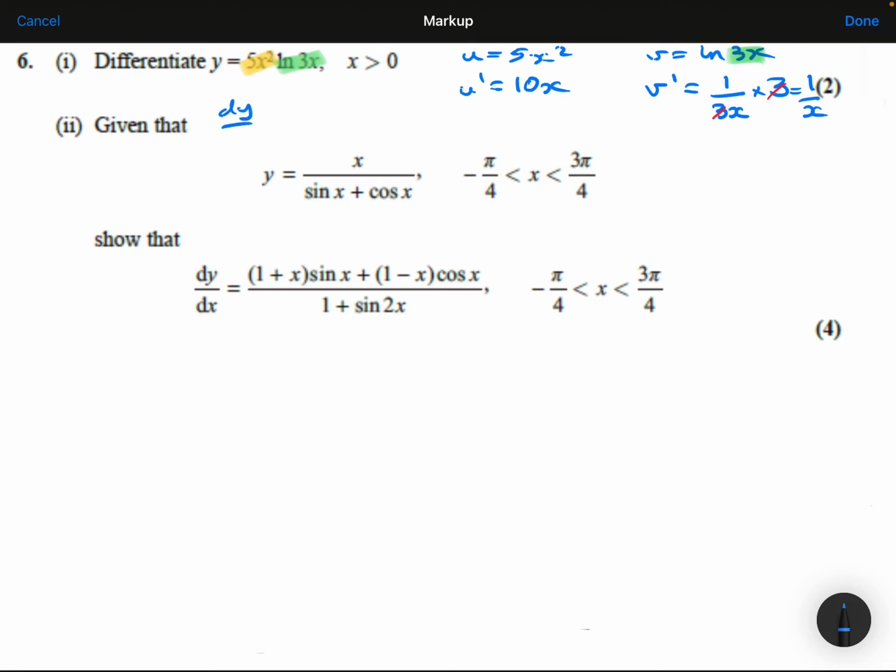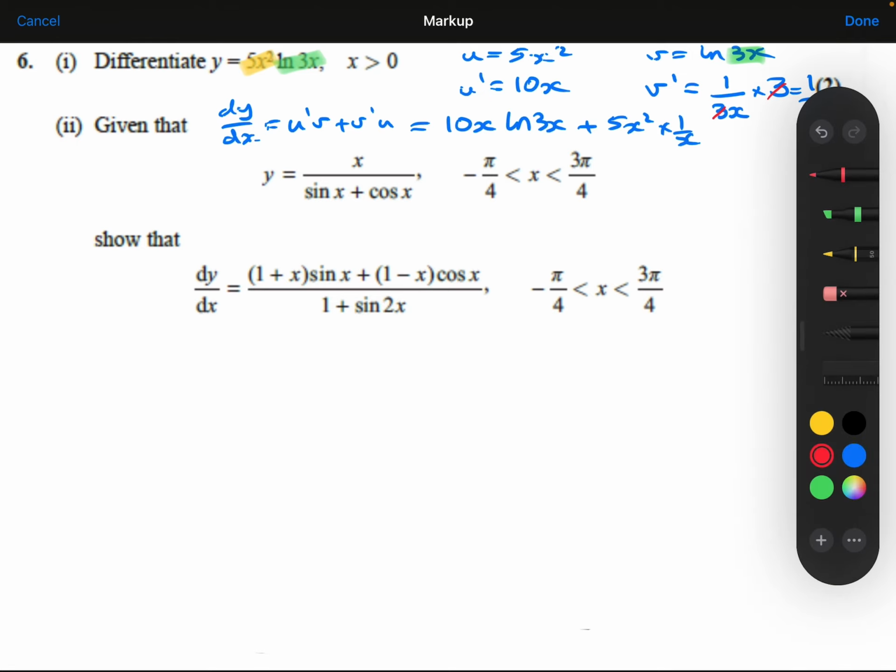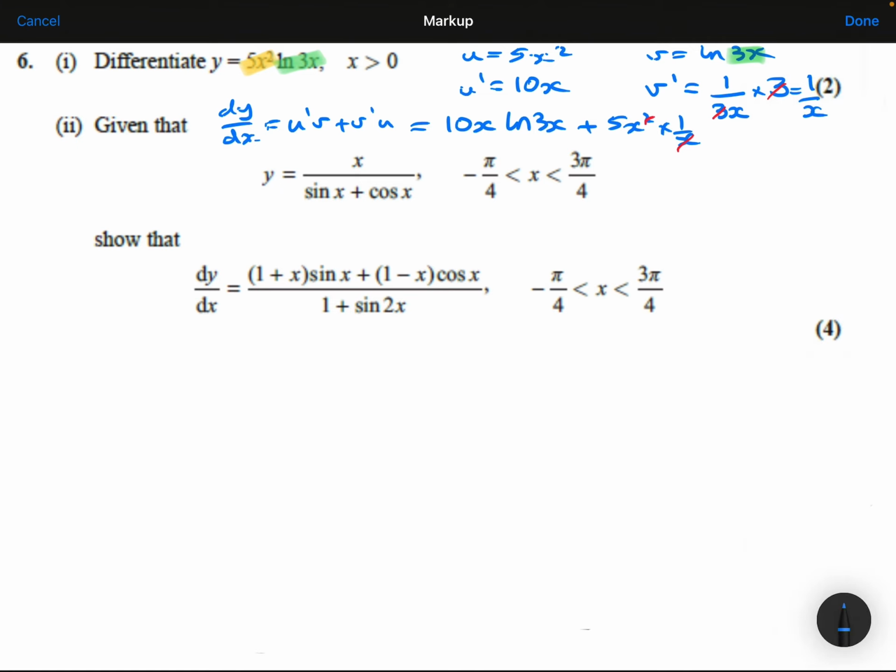So now applying the product rule, which remember is u dash v plus v dash u, I get 10x times ln 3x plus 5x squared times 1 over x, which will simplify and give me as my final answer for part I 10x ln 3x plus 5x. So that's my answer for part I.